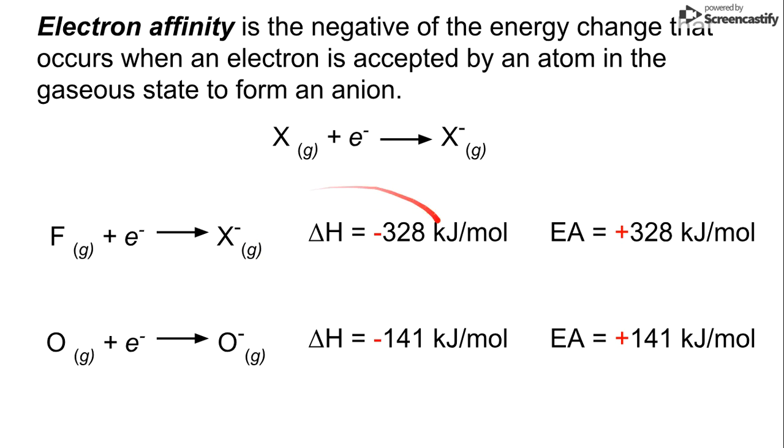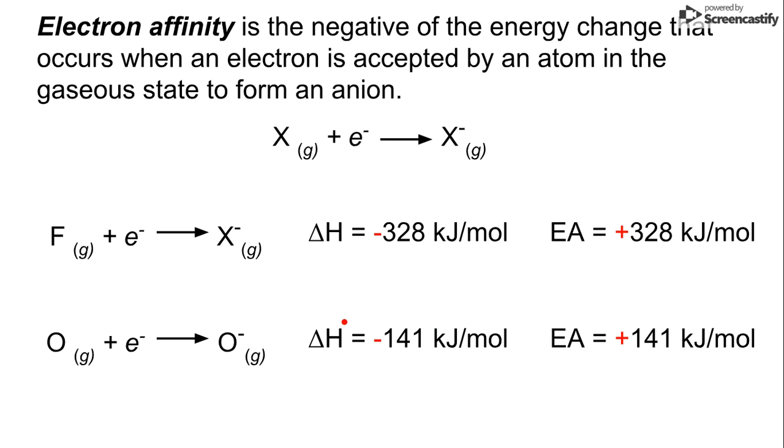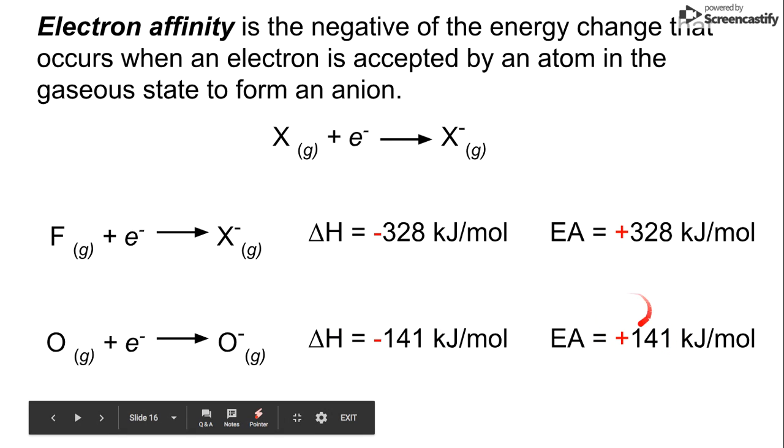So the amount of energy released when we add an electron to fluorine is 328 kilojoules per mole. So the electron affinity becomes a positive 328. And here is oxygen. And again, it is a negative value for the amount of energy released. So we make that electron affinity positive.